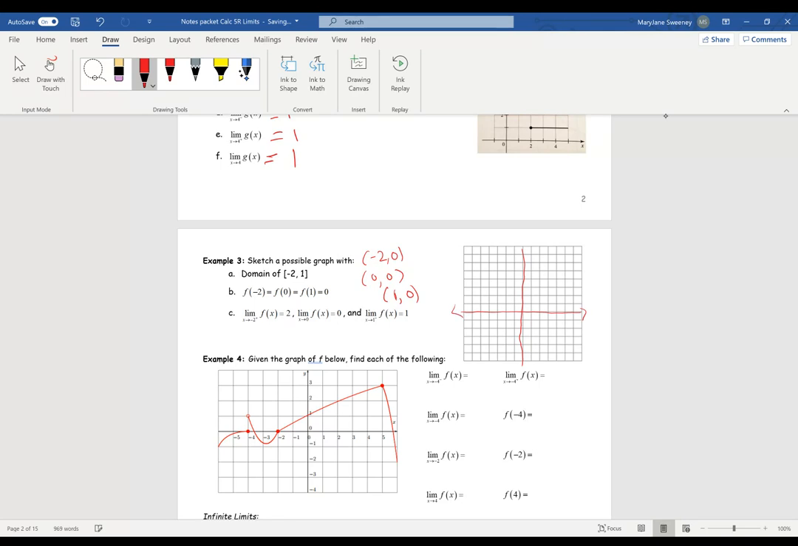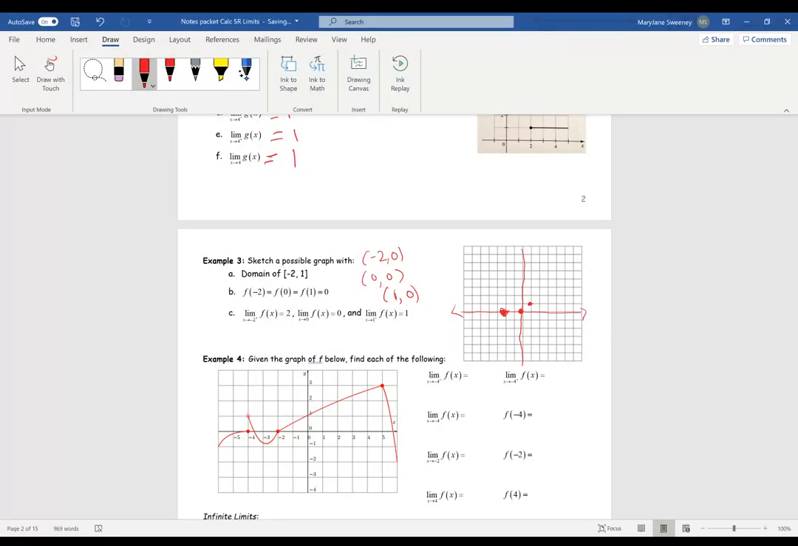I'm going to plot (-2, 0), (0, 0), and (1, 0). We know they're those points.